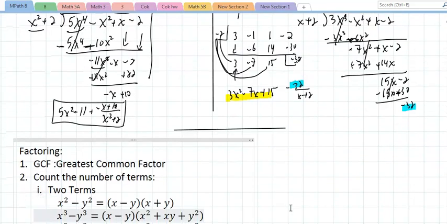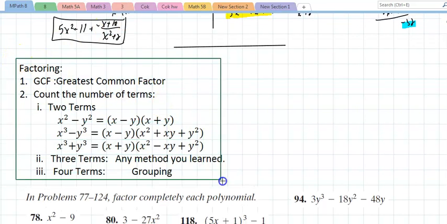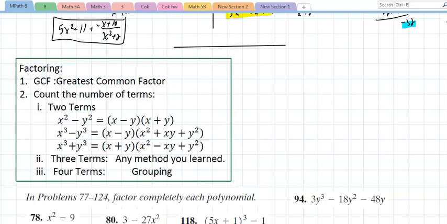And now in factoring, if you remember how this works, to factor, two steps. Step number 1, you look for greatest common factor. Step number 2, you count the number of terms. If you have 2 terms, 2 squares with a minus, 2 cubes with a minus or a plus. 3 terms, you would use any method you learned. There are 4 techniques of factoring, and 4 terms use grouping.